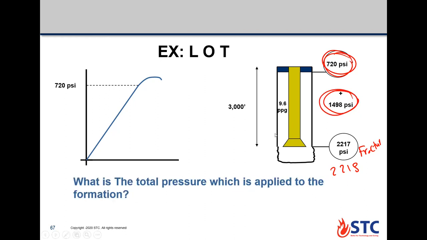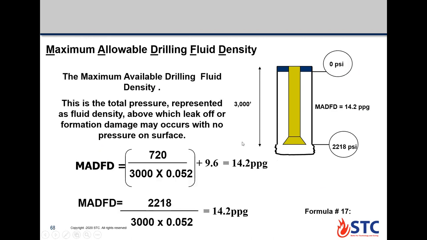So this comes to a new concept called maximum allowable drilling fluid density. Okay, as mentioned, we have here 720. So here we have fracture pressure. Fracture pressure equals what, guys? Equals the maximum pressure at the surface plus the hydrostatic pressure. So if you need to calculate something called the maximum allowable drilling fluid density, it is the maximum mud weight you can use during the drilling operation.